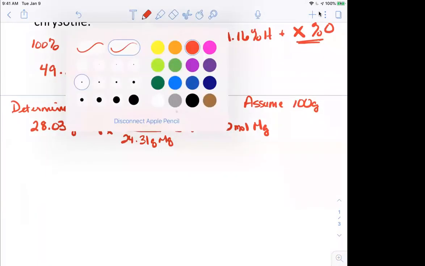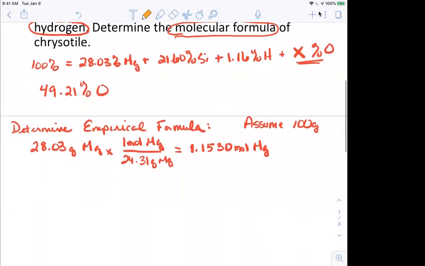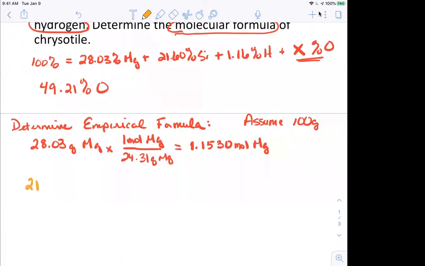Let me use a different color. And what I also know is that I have 21.60 grams of silicon. I'm going to do the same thing. For every 1 mole of silicon, I have 28.09 grams of silicon. 21.60 divided by 28.09 gives me 0.76896 moles of silicon.